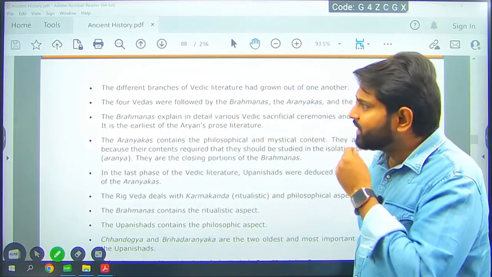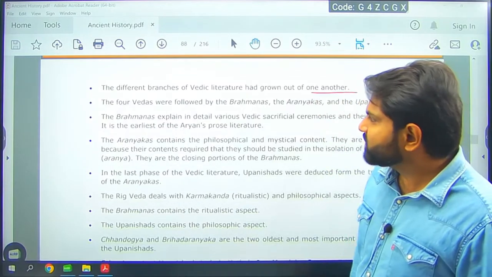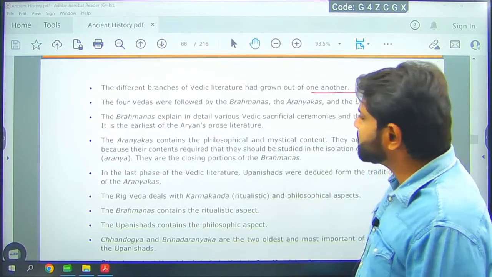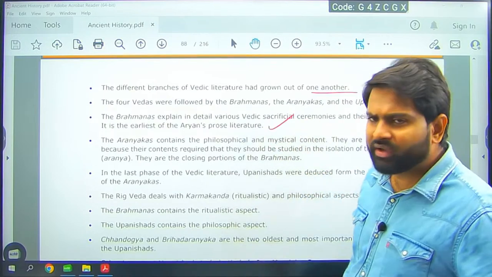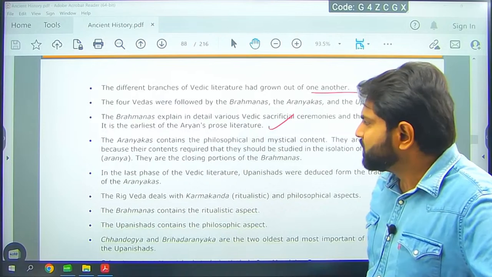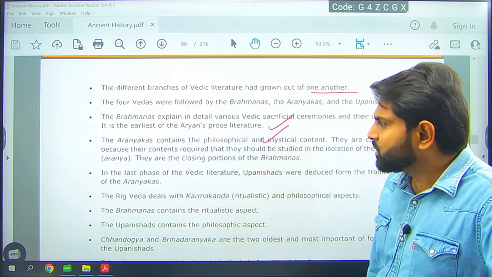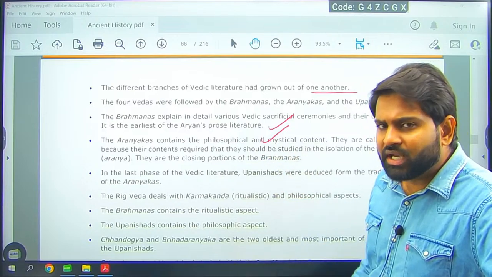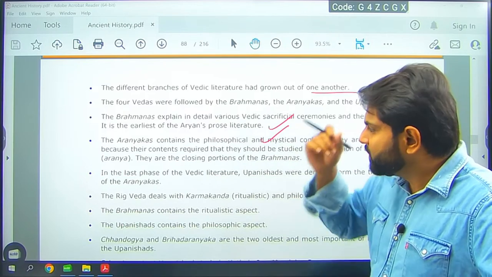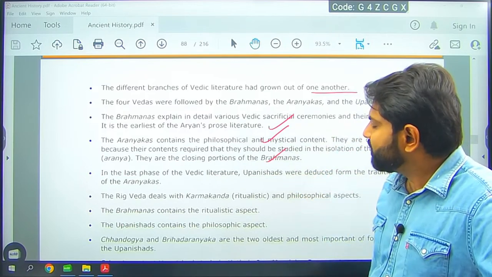In later Vedic period, different branches of Vedic literature had grown. Four Vedas were followed by Brahmanas, Aranyakas, Upanishads. Brahmanas explained in detail various Vedic sacrificial ceremonies and hymns. Aranyakas contain philosophical and mystical content. These are talking about study in isolation in the ashrama system with the guru. Aranya means forest. They are closing portions of Brahmanas.